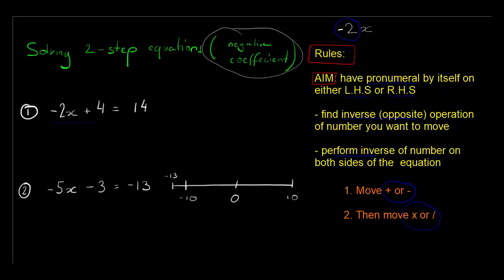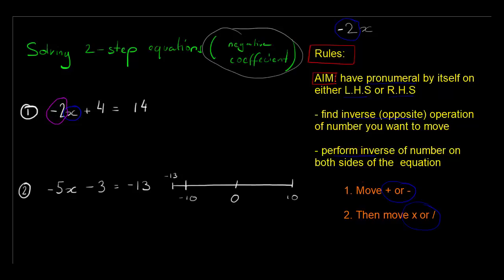So we've got minus 2x plus 4 equals 14. As you can see, we want to get x by itself. But at the moment, we have a coefficient of minus 2 in front. But the rules tell us that before we even worry about the minus 2, we're going to move the plus 4 first. Because remember, the rules were we're going to move plus and minus first before we move times divided by.